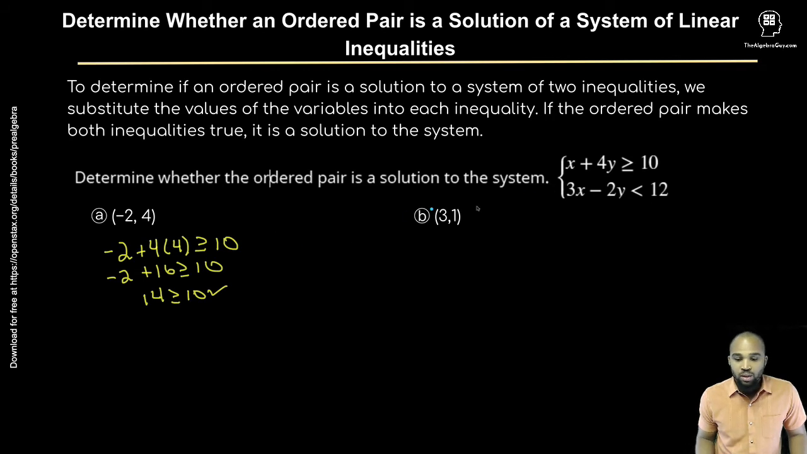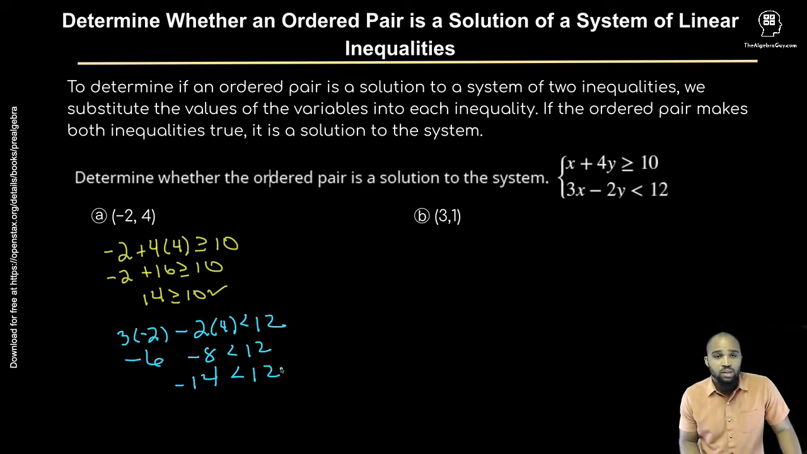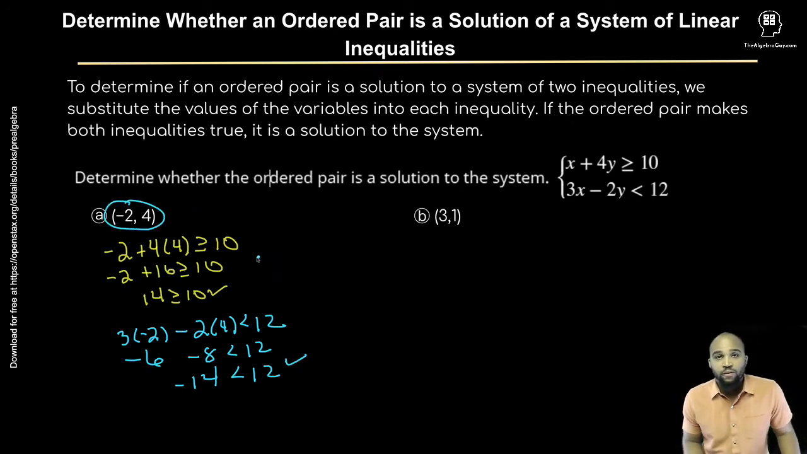Now I've got to put -2 and 4 into the second inequality. So 3 times -2 minus 2 times 4 is less than 12. Is that true? This gives me -6 minus 8. -6 minus 8 is -14, and that's less than 12. Is -14 less than 12? It sure is. So this is one of the solutions for this system.